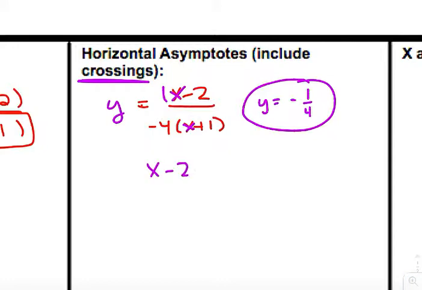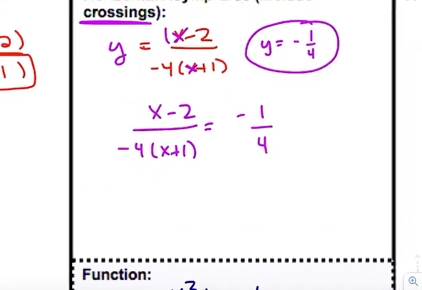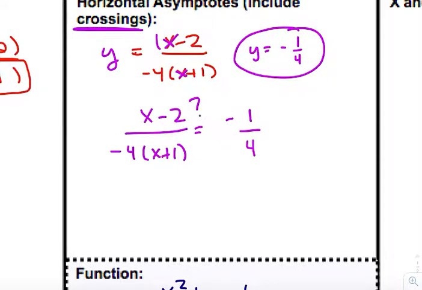And so we have x minus 2 over -4(x plus 1), and we're postulating, could this possibly equal -1/4? I'm going to assign the negative to the top of that fraction. It doesn't matter which. I just needed to do that to figure out what to multiply by and keep that clean. But we're trying to figure out if this even carries a value. So let's do some cross multiplication.